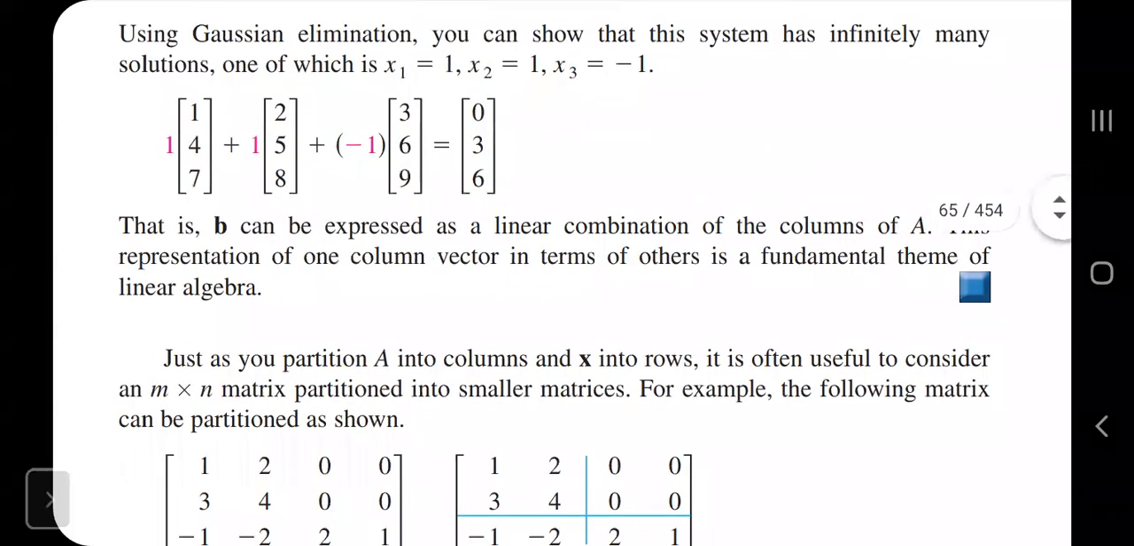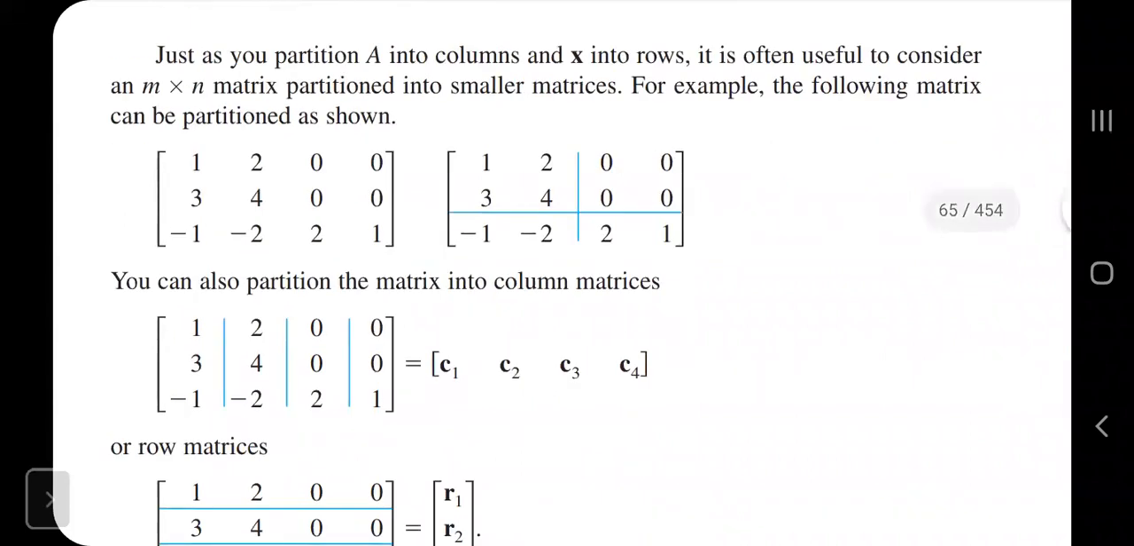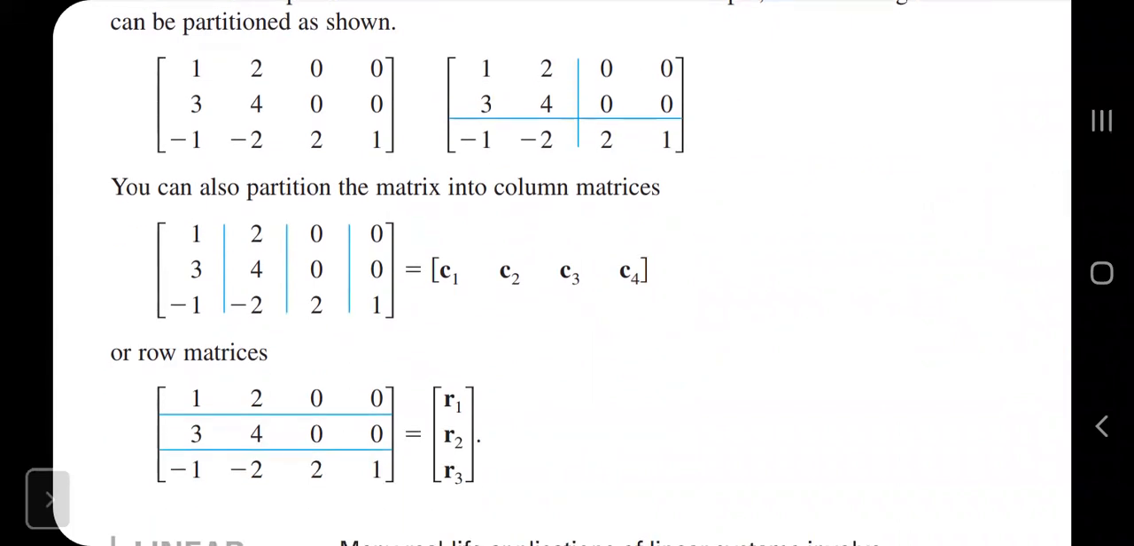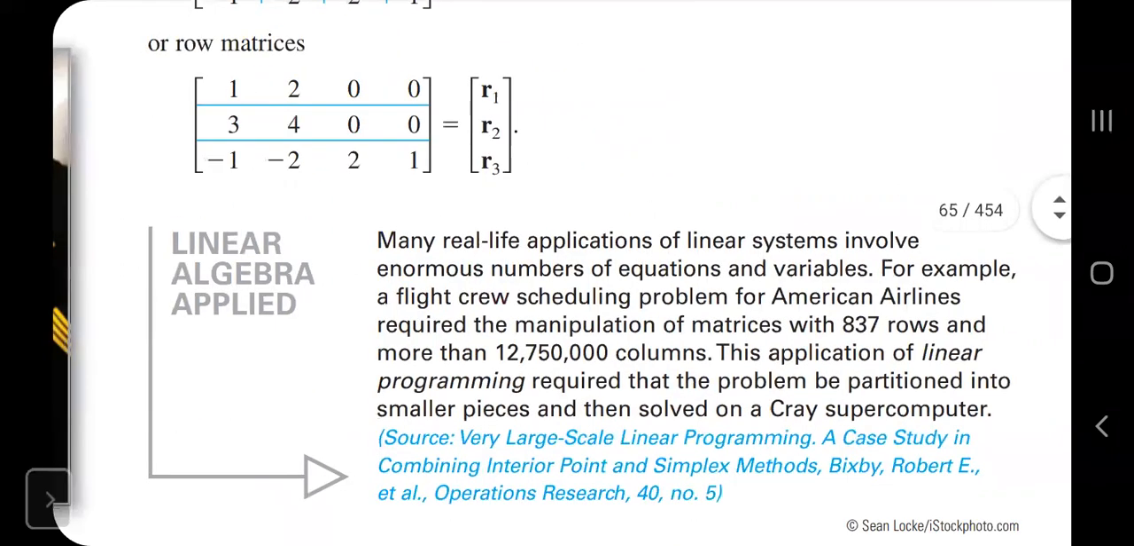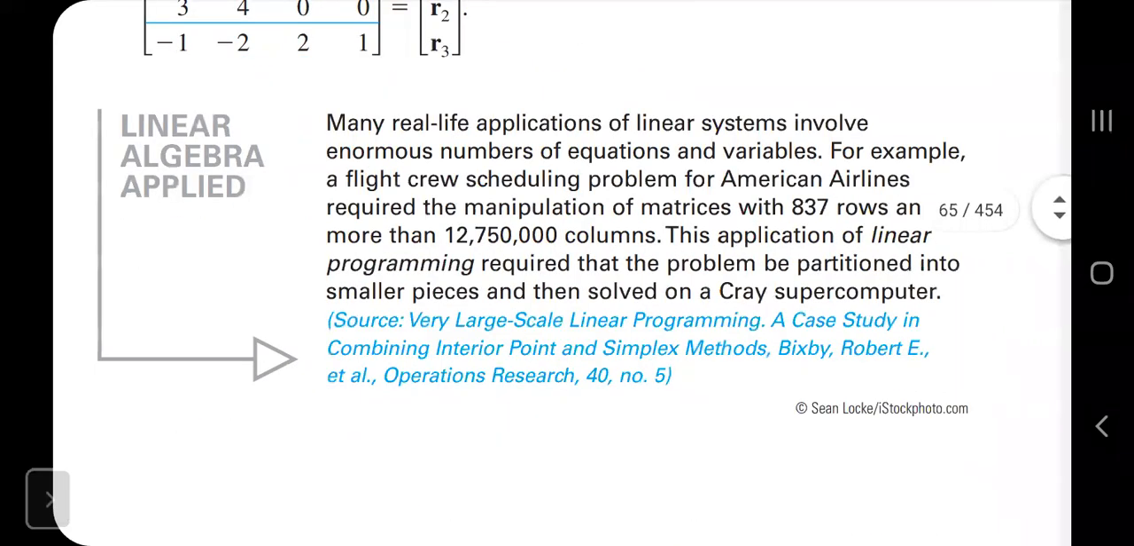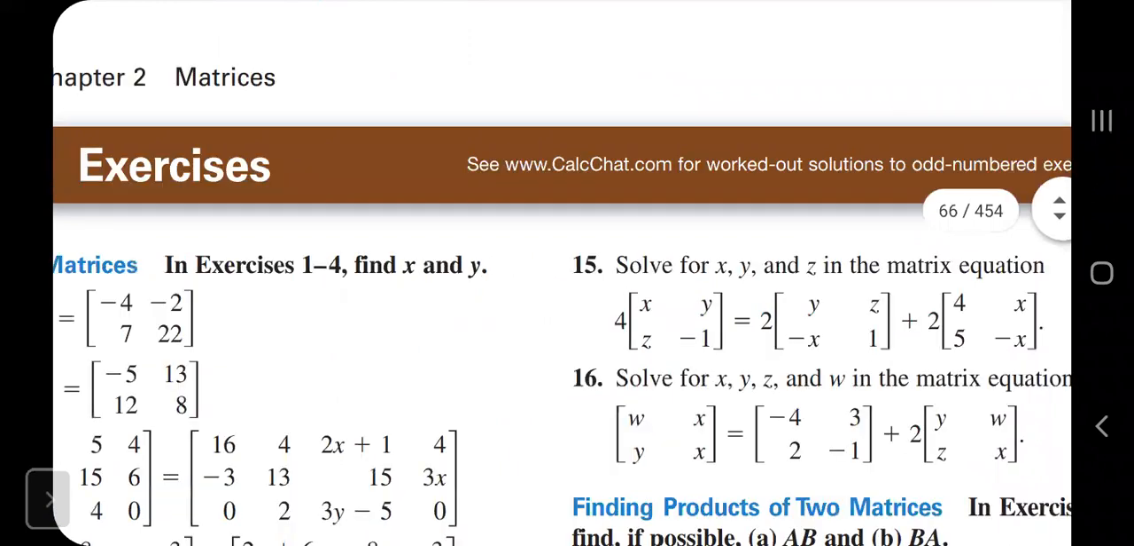And we can partition matrices in all these different ways, by columns, by all kinds of fancy ways. And when would we partition a matrix in which way? That really depends on the problem that we're working on and the situation we're working on. But that is the story. There are many real life applications. That's nice. And that is the end of 2.1.